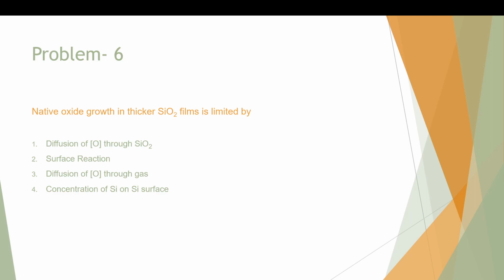Next question is, native oxide growth in thicker SiO2 films is limited by what? As we have already discussed, in thicker SiO2 films, the oxide growth is limited by the diffusion. Basically, the oxidant has to cross a lot of SiO2 before it reaches the silicon, so the diffusion process limits the growth. There are two things, right? One is the diffusion, another is the rate at the surface. In case of thicker oxides, the diffusion is the limiting case, and in case of thin oxides, the surface reaction is the limiting case.